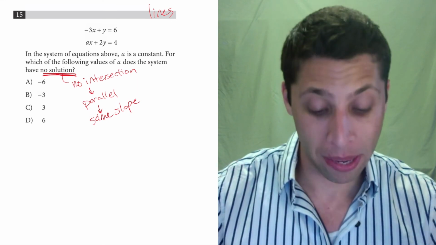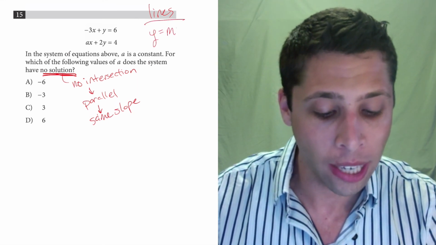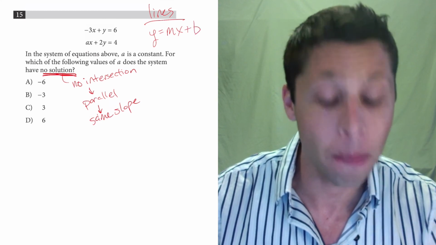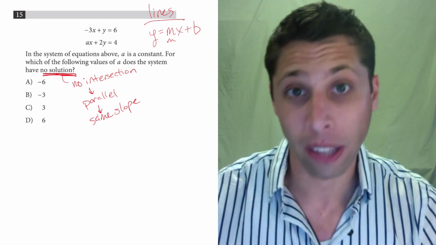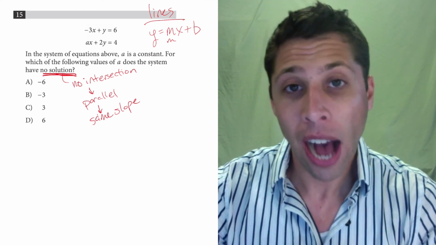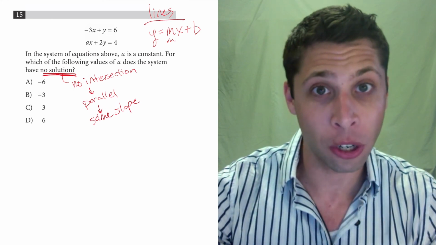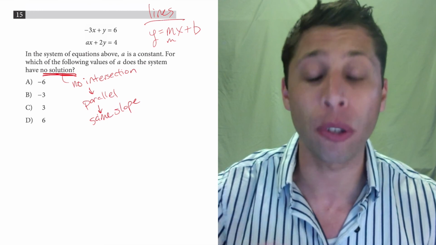Same slope, that makes sense because if I'm thinking lines, I'm simultaneously thinking y equals mx plus b, and I know that the m part is the slope of the line. So just taking those two facts and bringing them together, I should probably put these equations in y equals mx plus b format to see what's going on.